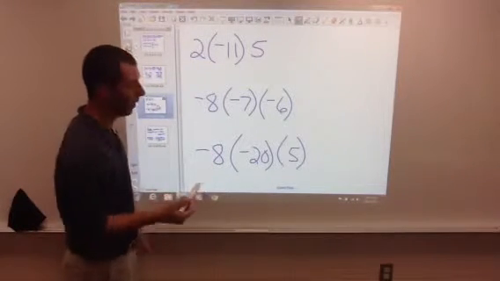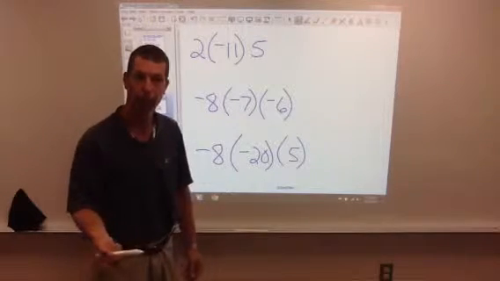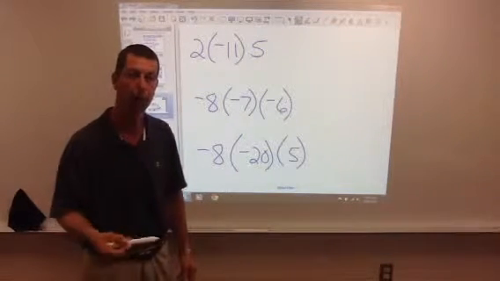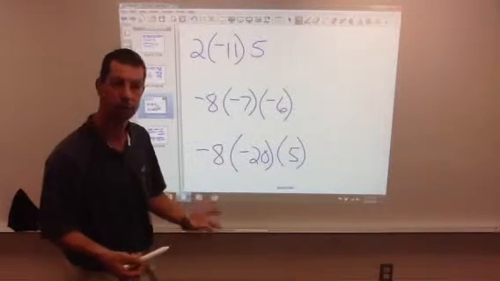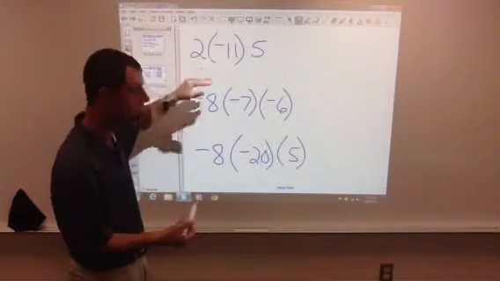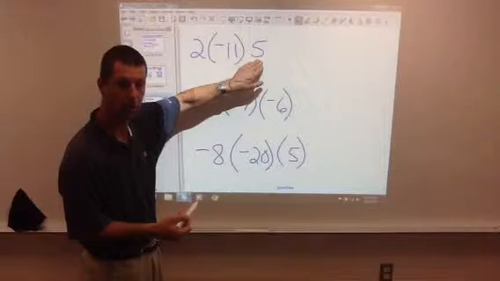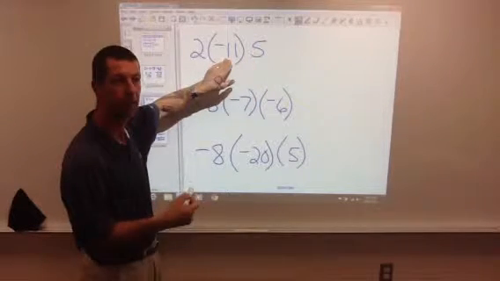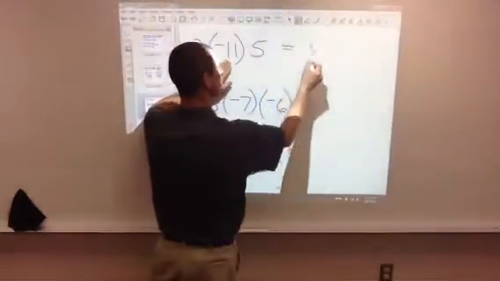Okay, now the order does not matter. That's the commutative property of multiplication. You can multiply in any order that you want here. So whatever makes the problem easier for the student is the way you want to multiply. So what I'm going to do here is I would probably go 2 times 5 is 10. Okay, and then 10 times 11 is fairly easy for me to do in my head. Okay, so that's going to equal 110.